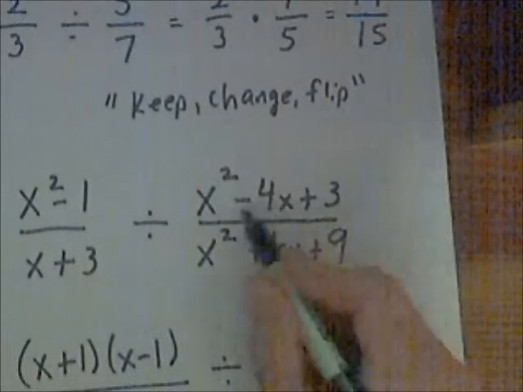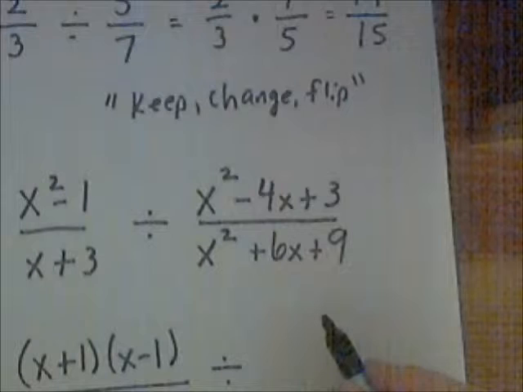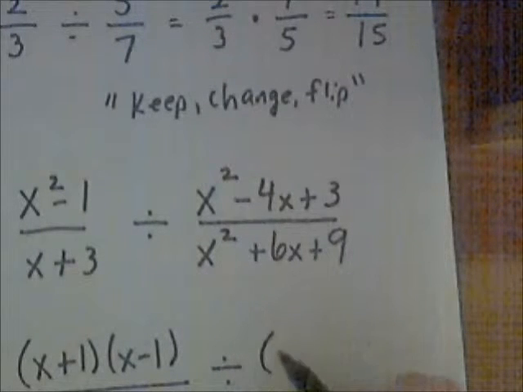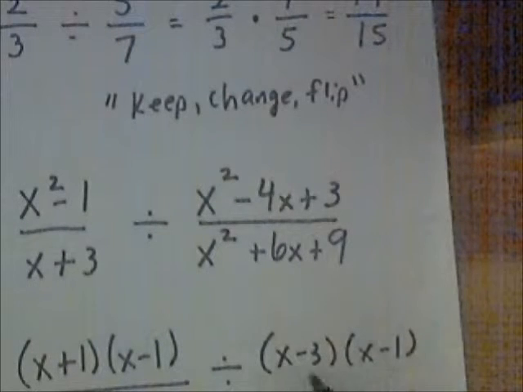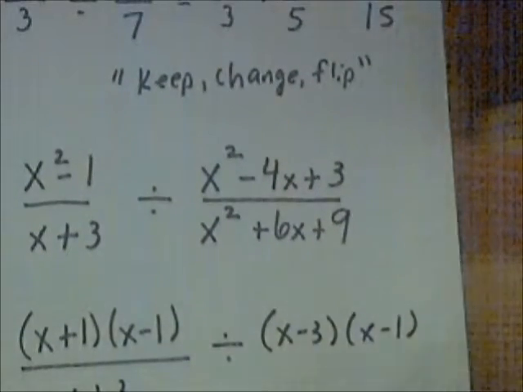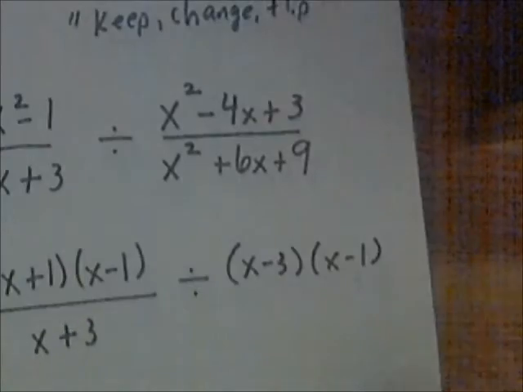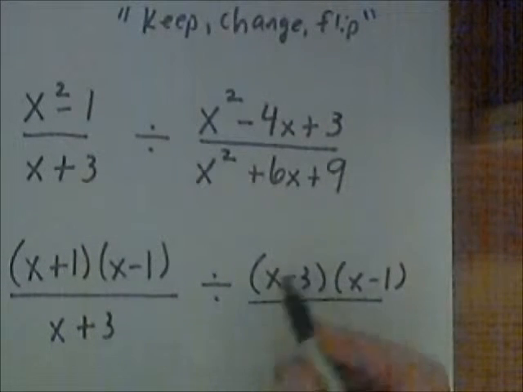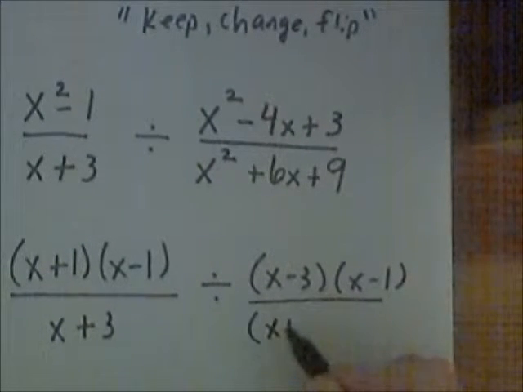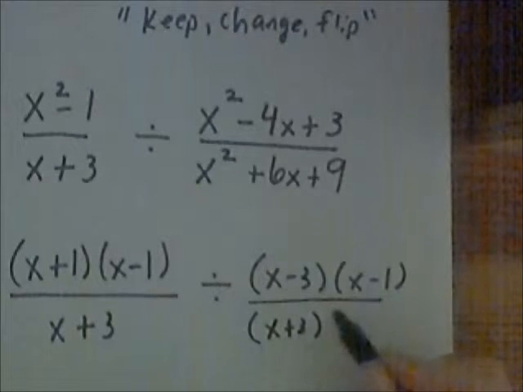The factors of 3 that add to give you -4, those are going to be -3 and -1. -3 times -1 is 3. -3 plus -1 is -4. And the factors of 9 that add to give you 6, using a similar method, are x plus 3 and x plus 3.